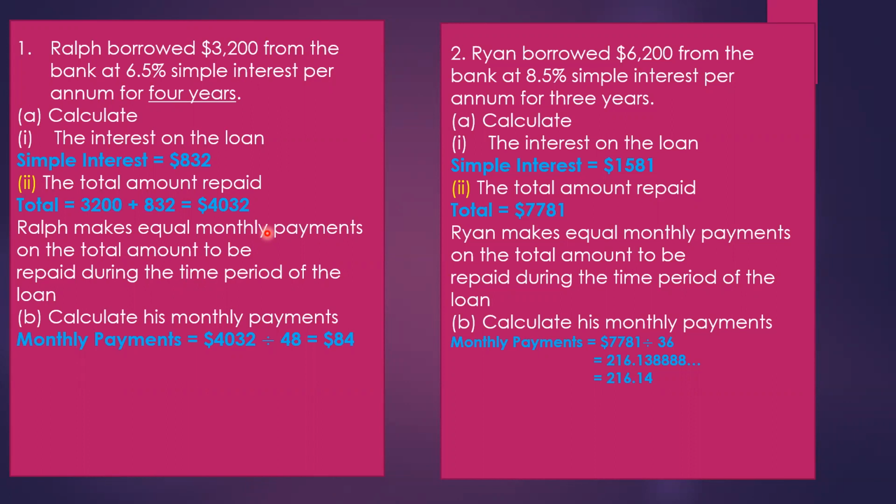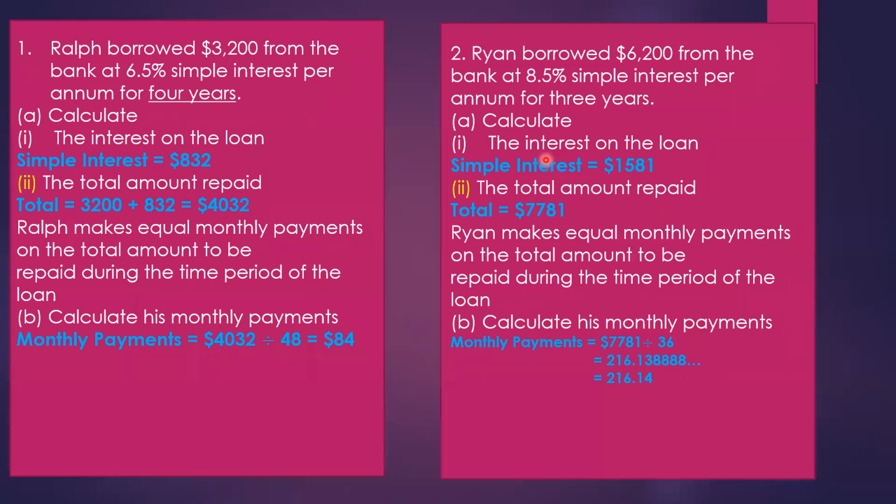Number 2 says the total amount repaid. So the total is 3,200 plus 832, which gives you 4,032. Very good. When we add them, good.